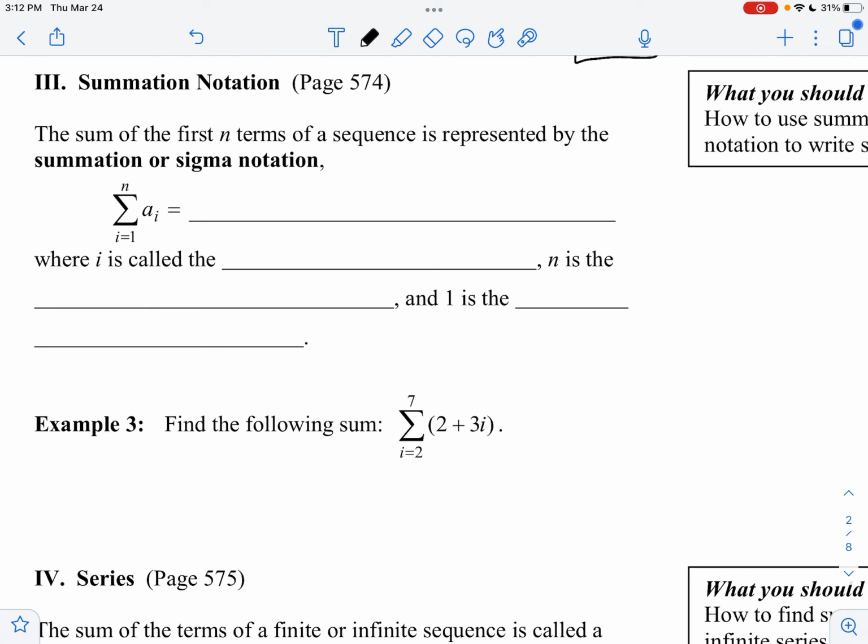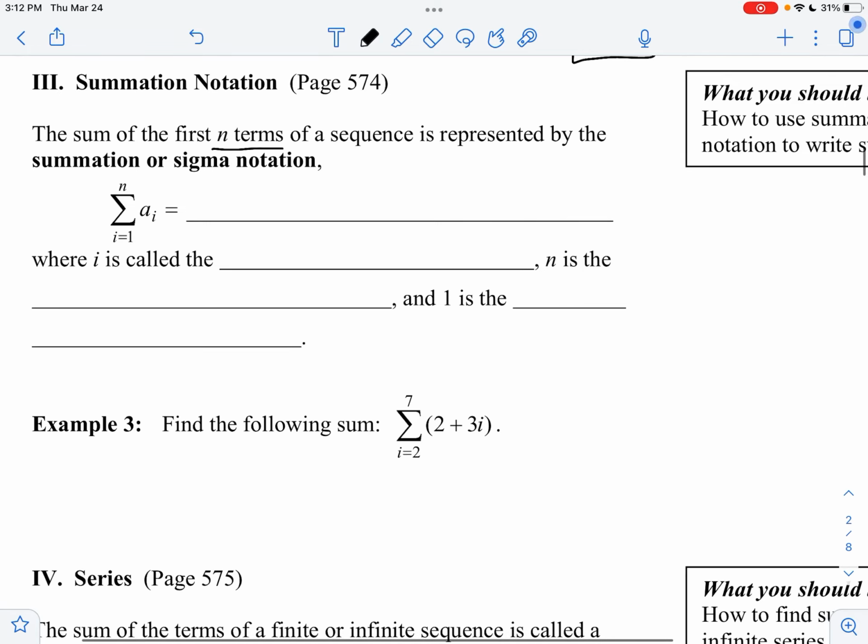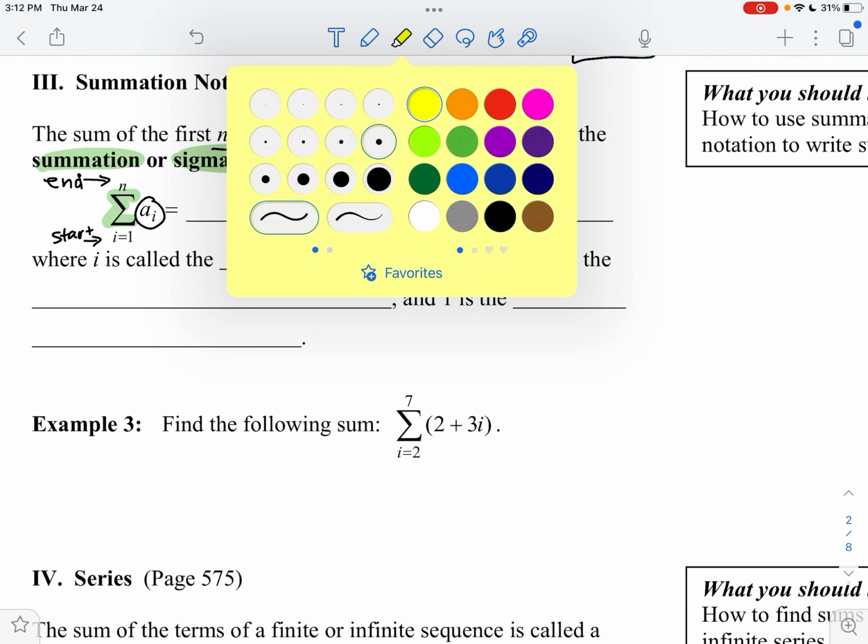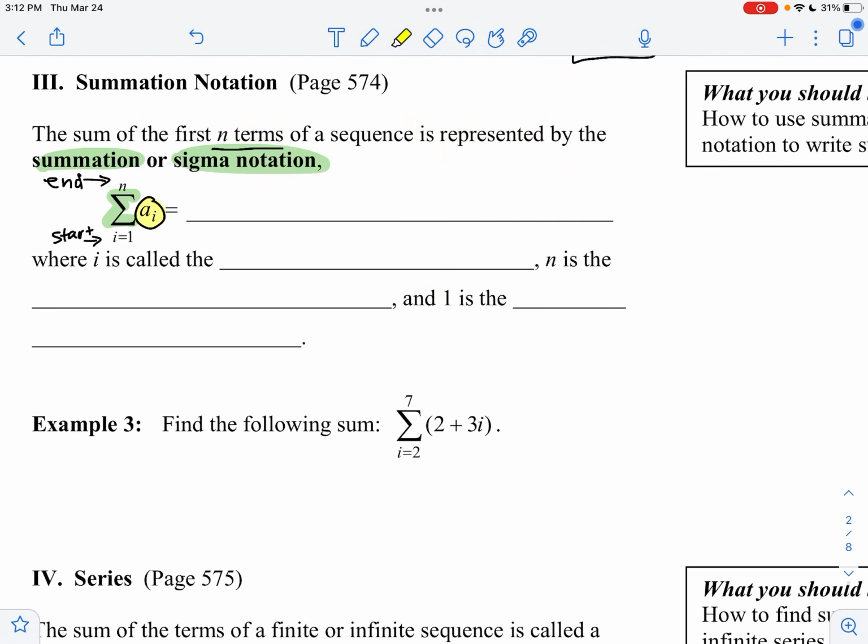All right, let's use our sigma notation now. We're going to define the sum of the first n terms of a sequence as represented by summation or sigma notation. Sigma notation is when you have this Greek letter sigma. It looks kind of like a big E, but it's a Greek letter sigma. And this is our function. This is our start number, and this is our end number, okay? But this is our function that we're plugging into.